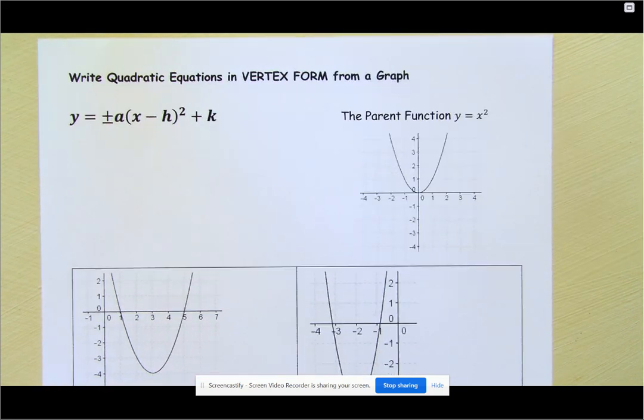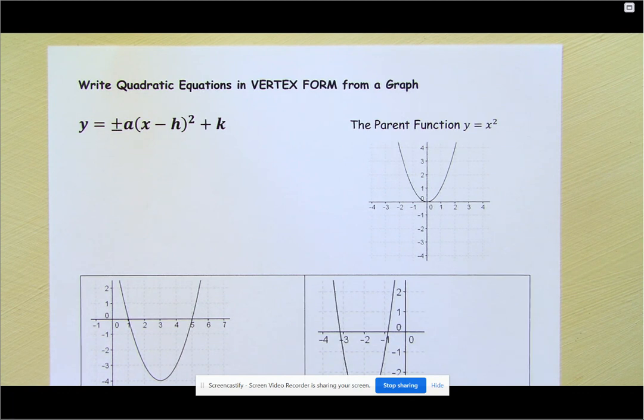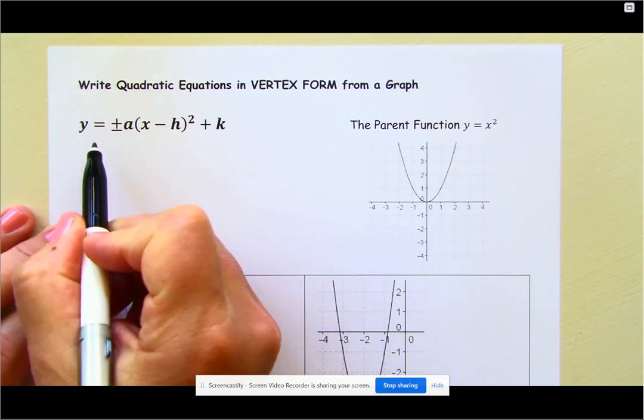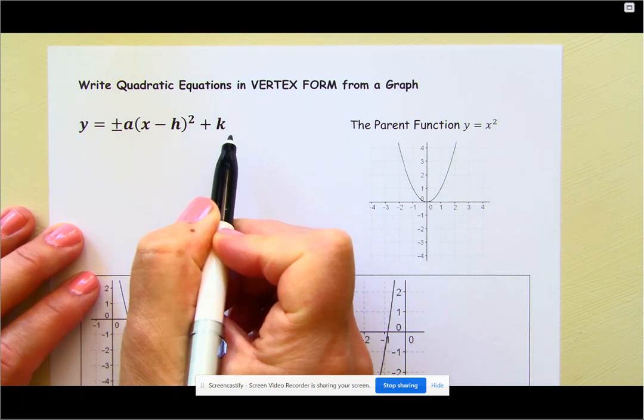Hi guys, this is Miss Eisencraft and I'm here today to do notes with you on how to write quadratics in vertex form when you are given a graph. The last couple weeks we have been graphing given the equation in vertex form, and we're going to go backwards. So much fun. Okay, so this is the form for a quadratic equation written in vertex form.